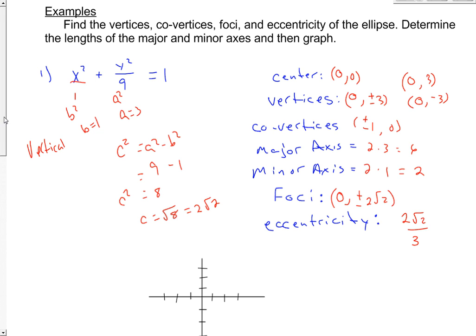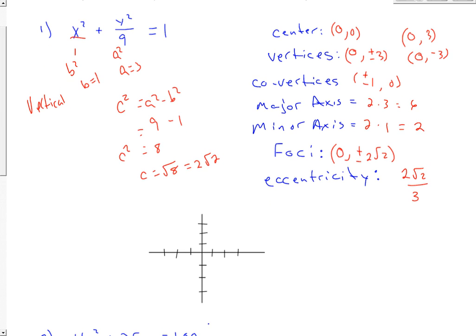So to graph this, we are going to start by plotting the center at 0, 0. And then we're going to plot the vertices at 0, 3, and 0, negative 3. And I'm going to fix this because you can see that this is not very close here. Hold on. And all right, so we have the co-vertices at 1, 0, and negative 1, 0.